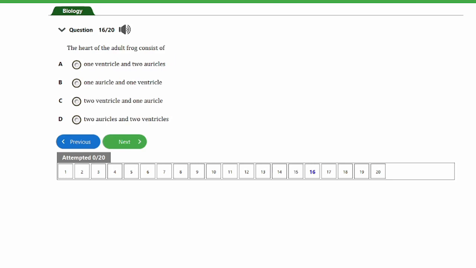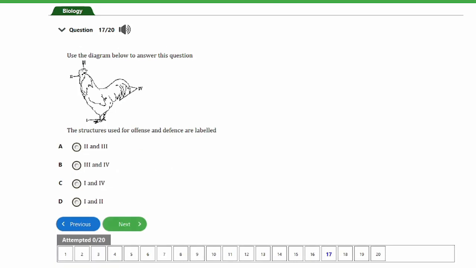Question number 16. It says, the heart of the adult frog consists of A. One ventricle and two auricles, B. One auricle and one ventricle, C. Two ventricles and one auricle, D. Two auricles and two ventricles. So guys, the answer to this question here again is option A, and that's one ventricle and two auricles. So let's consider the next question.